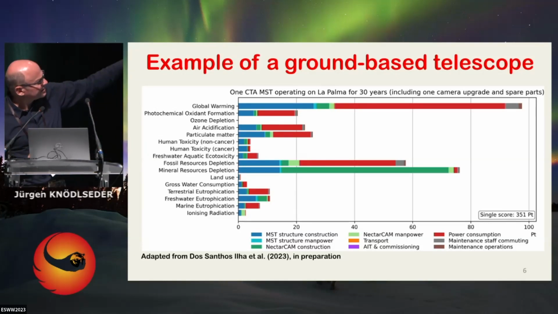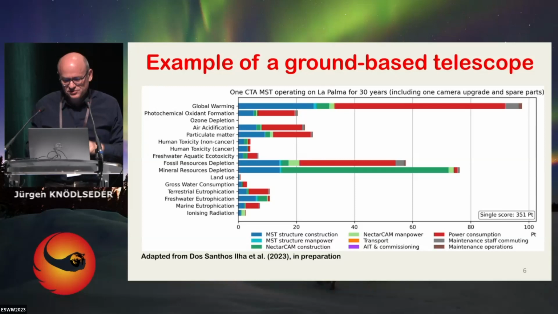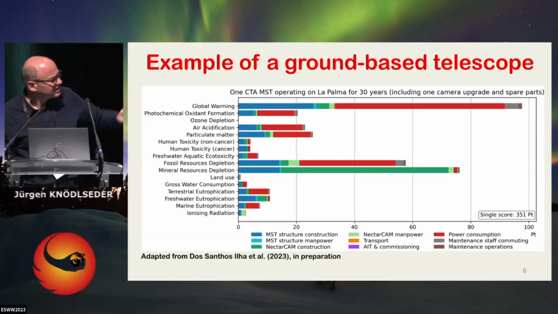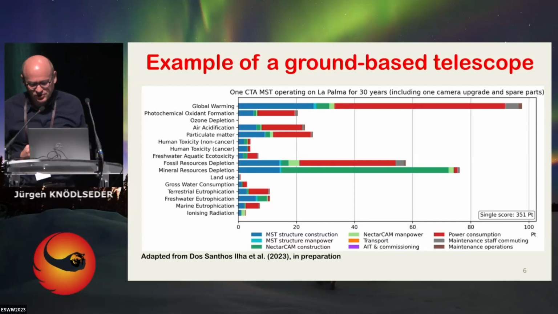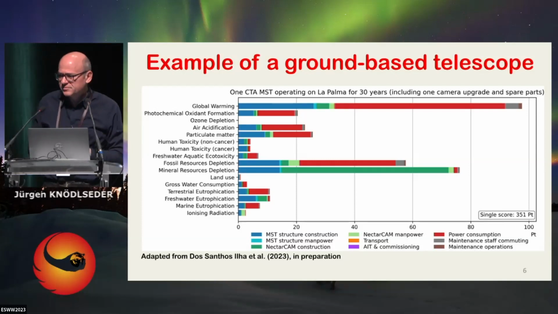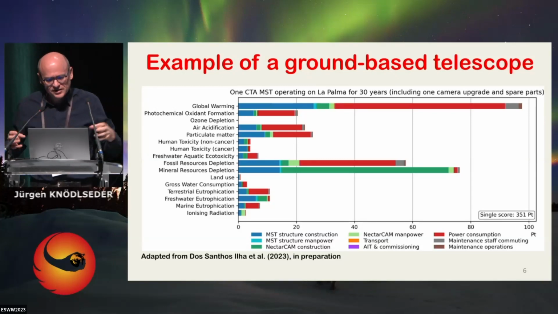And all this shown here is in a specific unit, which is called points, which is a kind of normalization to aggregate environmental impacts. And the final sum, when you just sum up all these bars, you get a score of 351. And this means that the environmental impact of the system is equivalent to the environmental load of 351 average persons on this planet per year.